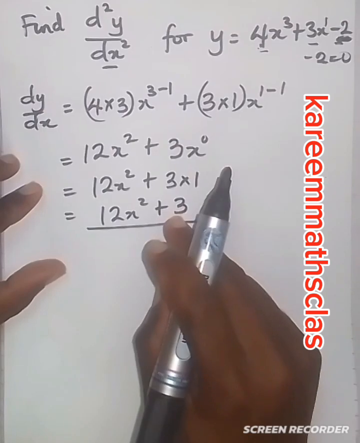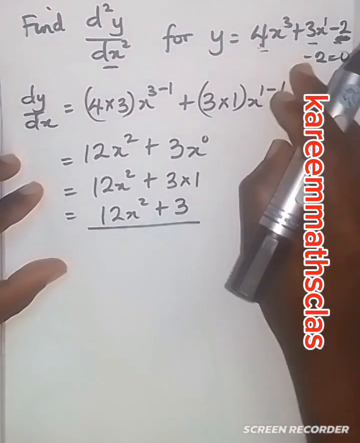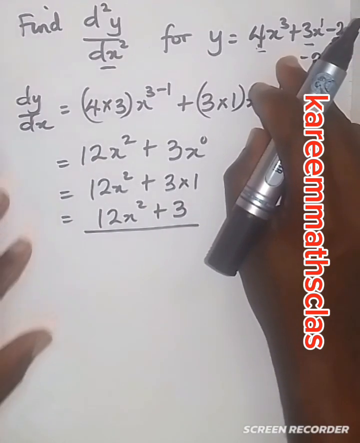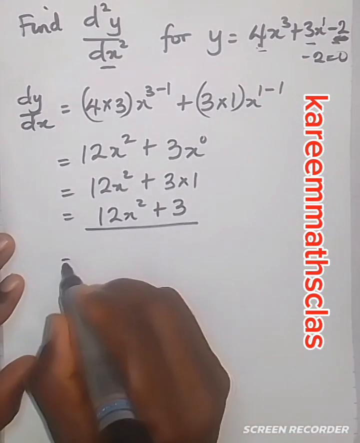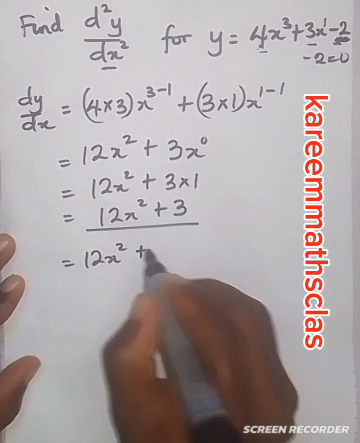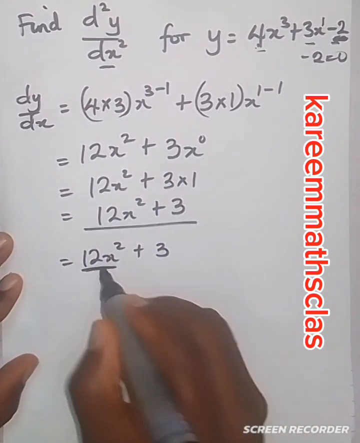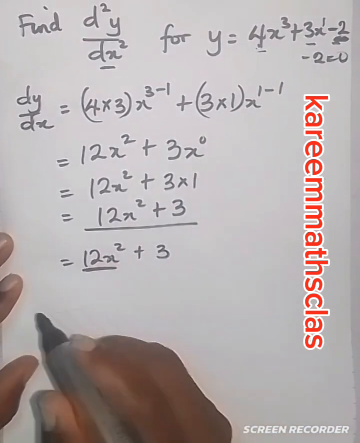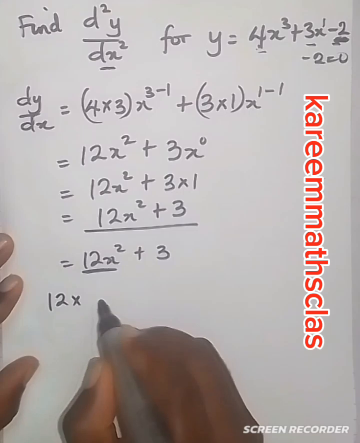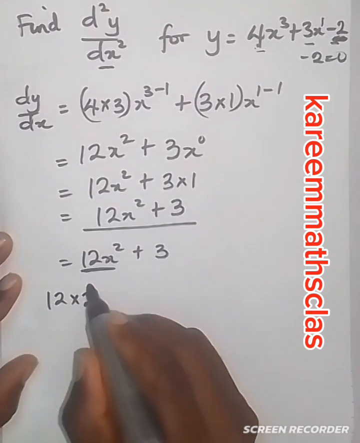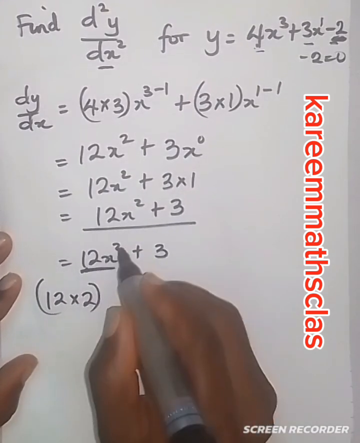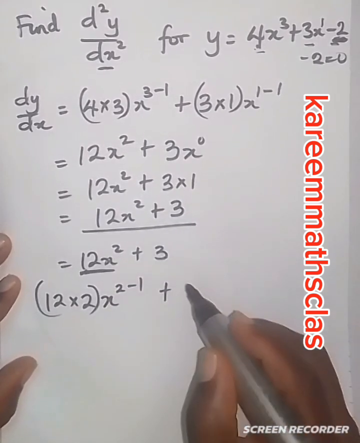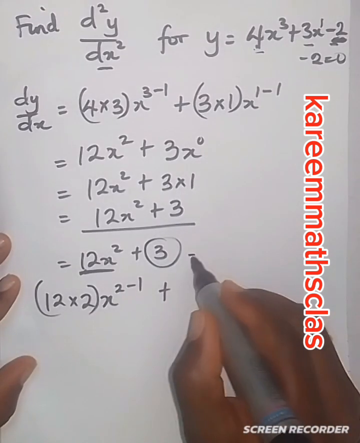Now we're going to use this first derivative to solve for the second derivative. From the question, we are told to look for the second derivative. So how do we solve for it? We have 12x squared plus 3. We do the same thing we did in the first derivative. We take the first term, 12x squared. 12 times 2: I multiply by the power, then I reduce the power by 1. Plus 3 is a constant, and I told you a constant is equal to 0.